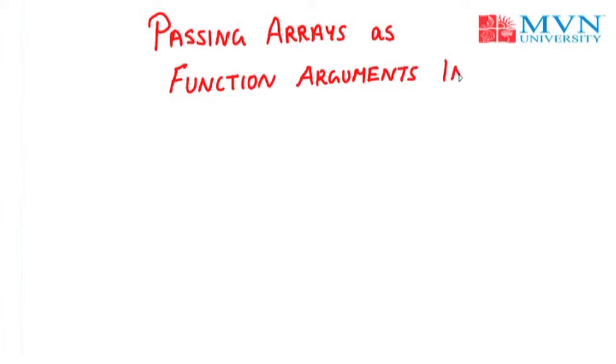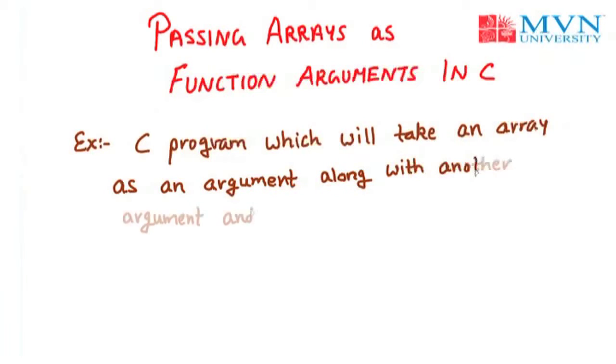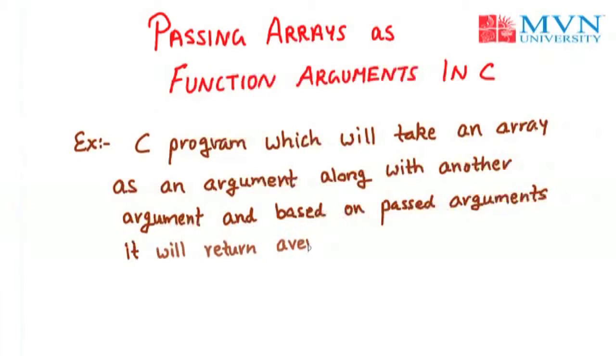Hello students, today we will discuss passing arrays as function arguments in C. In this lecture, we discuss how we can pass arrays as the argument of the functions used in a C program. For discussing this mechanism, let's take an example of a C program which will take an array as an argument along with another argument, and based on the passed arguments it will return the average of the numbers passed through the array.